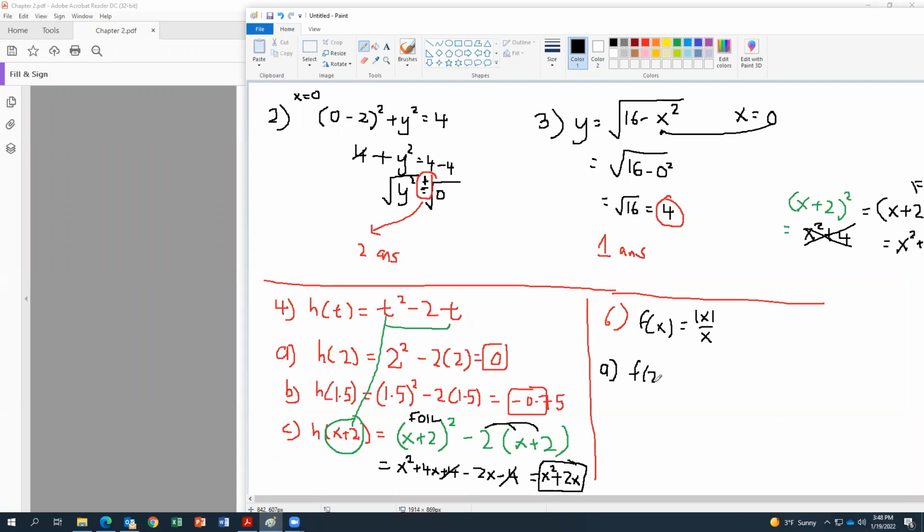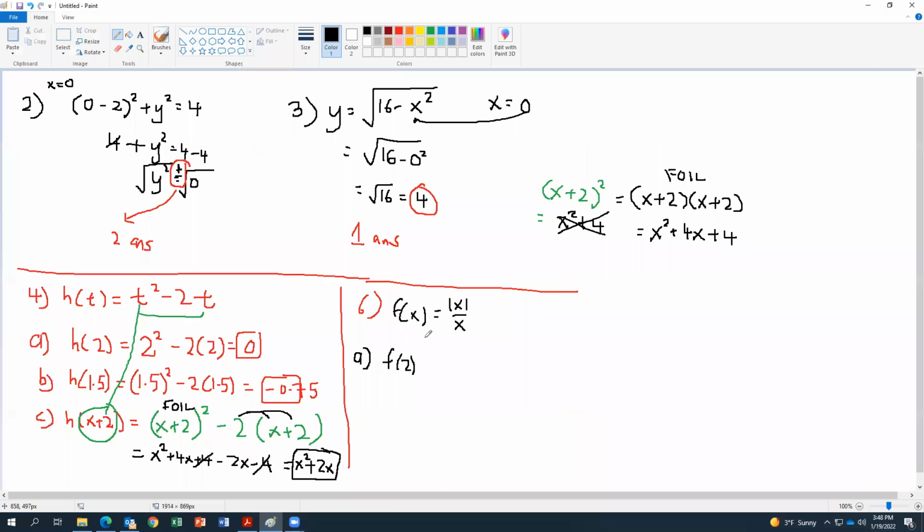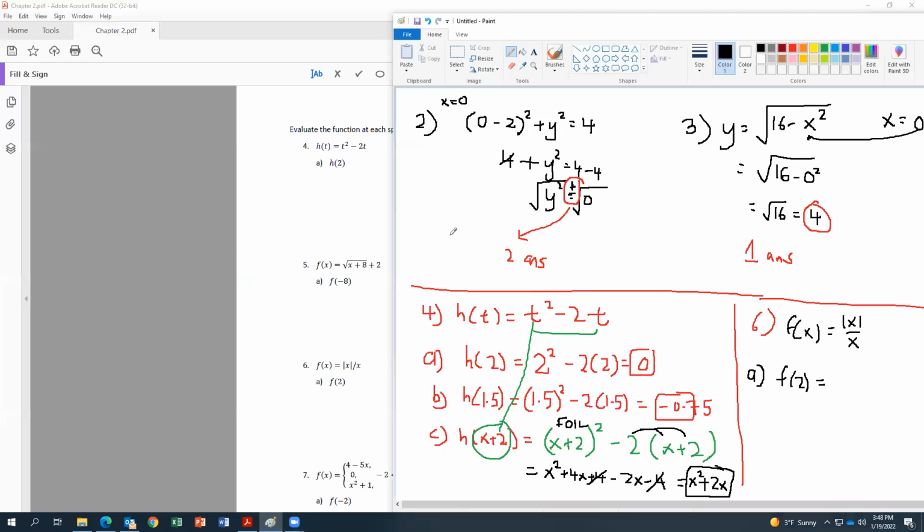We're going to skip question 5. Again, when I skip, it means you go home and try it. I do give you my copy of notes here. Now, question 6 is given by f of x equals the absolute value of x over x. And they want you to figure out what f of 2 is and so on.